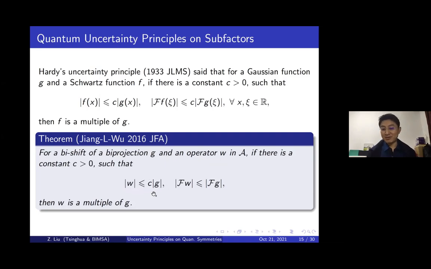If the general operator W is bounded by G, namely we compare their absolute values, and as operators one is smaller than the other, which is how we compare them in a non-commutative setting, and the Fourier transform of W is bounded by the Fourier transform of G, then W is a multiple of G. It's a multiple of the Gaussian. We believe this is the right way to set up this general Hardy's uncertainty principle. And actually, there is a deep reason why this happens. That minimized entropy is really crucial, but that's not the point of this talk, so I will not go in that direction.